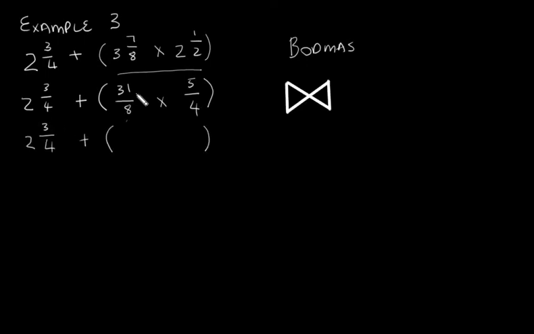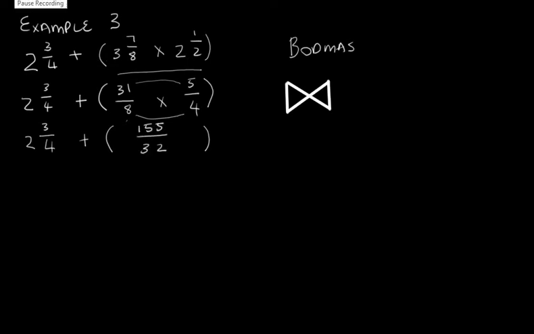Now remember, we can only cancel using the bow tie method. So 31 and 8, is there anything that we can use to simplify this fraction? Nothing. 5 and 4, again nothing. 8 and 5, there isn't anything. And 4 and 31, nothing simplifies into those two as well. So what must we do? We must multiply numerator times numerator and denominator times denominator.